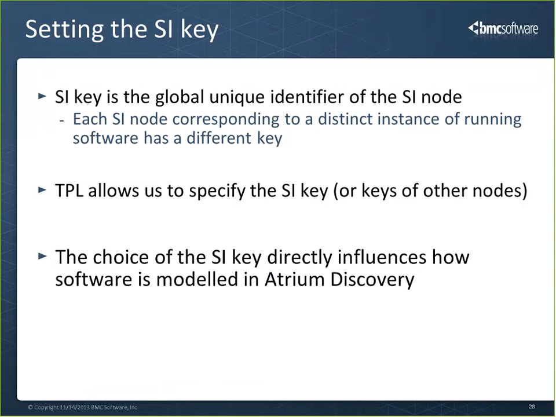Now let's revisit some settings of the SI key when creating an SI node. SI key is the global unique identifier of the SI node. Each SI node that corresponds to a distinct instance of running software will have a different key. TPL allows us to specify the SI key and how it is set. So the choice of the SI key will directly influence how software is modeled in Atrium Discovery.